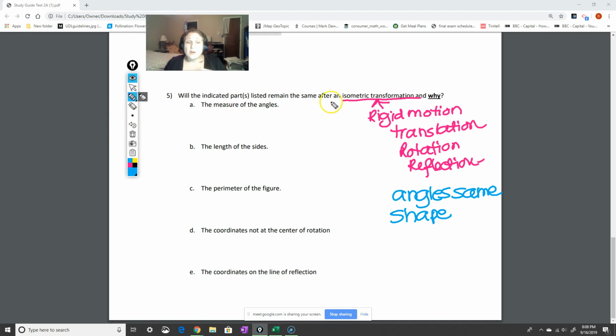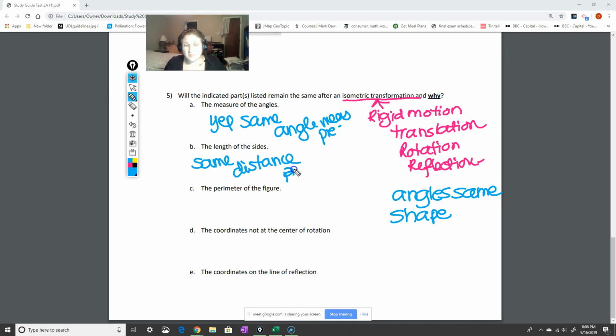So here it says, what remains the same? The measures of the angles, yep, same. Why? Because angle measure is preserved. The length of the side, same. Why? Because distance is preserved. And remember, on your test, it's going to be multiple choice. Perimeter, that's going to be the same again.